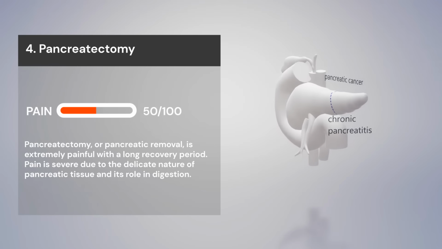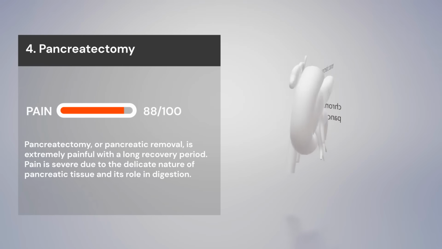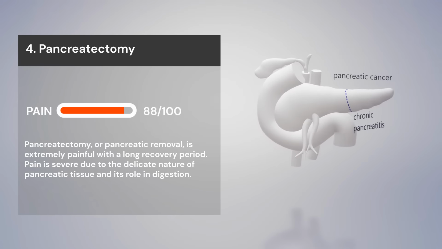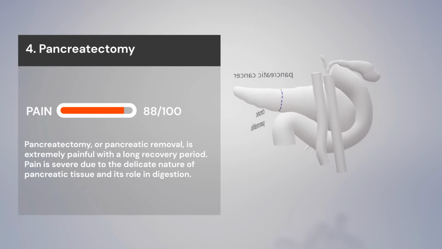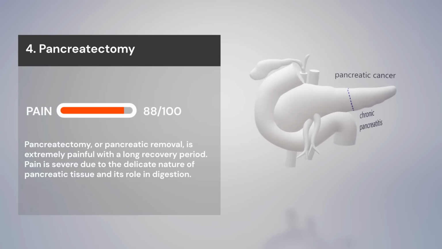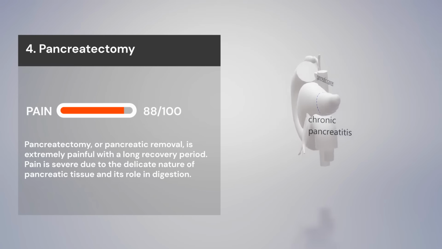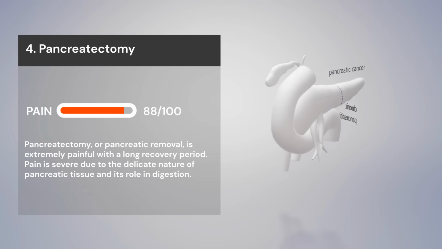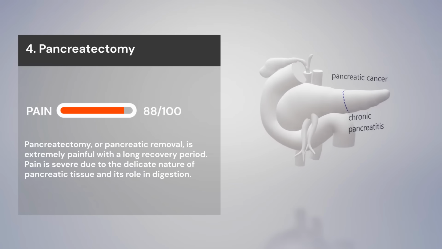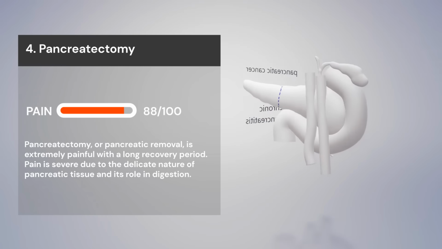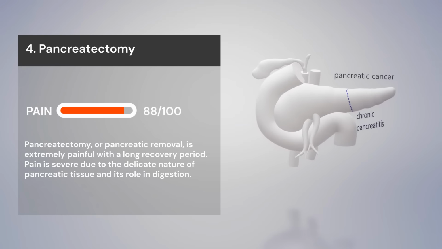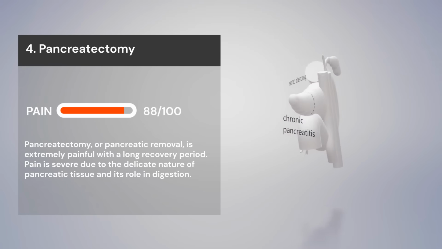Number 4. Pancreatectomy. Pancreatectomy is the surgical removal of part or all of the pancreas, typically performed to treat pancreatic cancer or chronic pancreatitis. This procedure is highly invasive and complex, involving the delicate pancreatic tissue and adjacent organs. The pain associated with pancreatectomy is severe due to the role of the pancreas in digestion and insulin production.